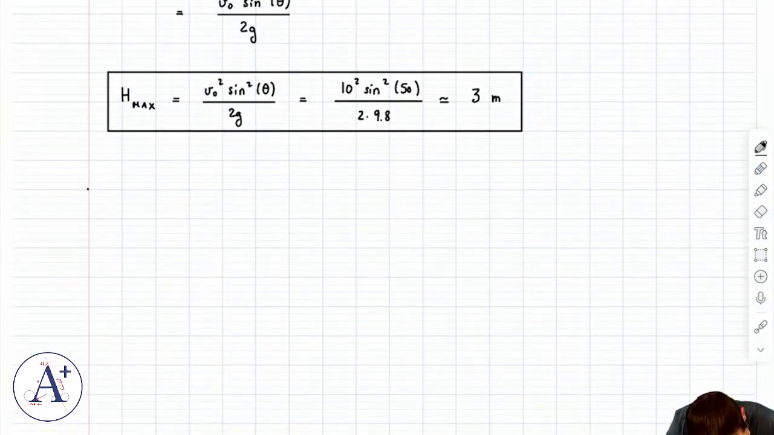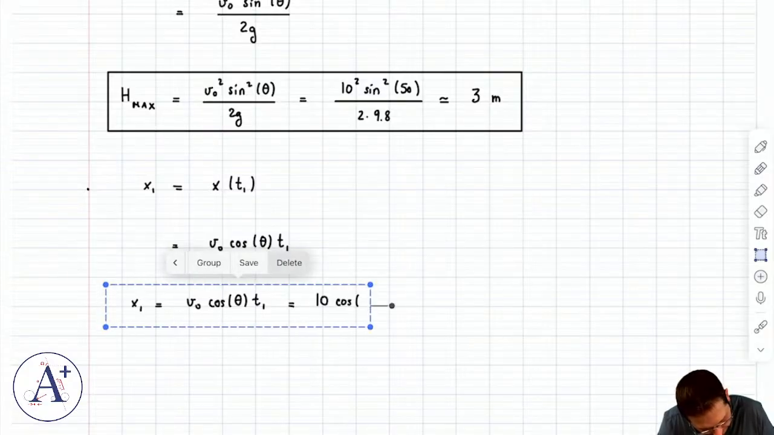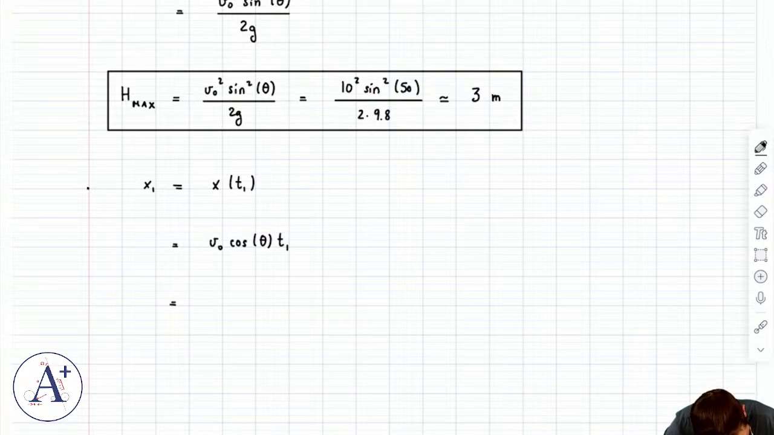So the x location that we're looking for, call it x1, is x of t1, which is v naught cosine theta t1. All right, so x1 is equal to v naught cosine theta t1. That's going to be 10 cosine... actually, you know what? Silly me. I don't know T1. I mean, I do know T1, I don't know the value. So why am I plugging numbers in yet? I need to do this.